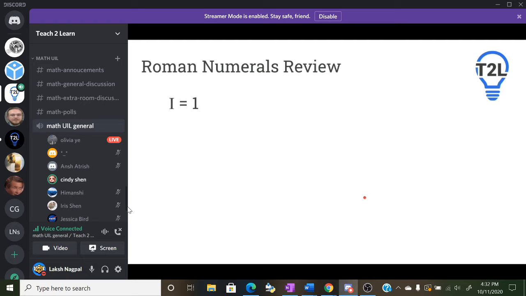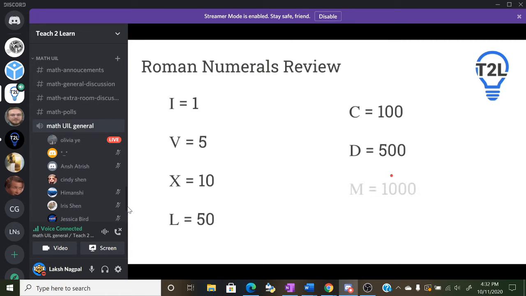We're gonna go over Roman numerals as well, and you guys might want to write these down for the examples that will be shown later on. But basically, I is 1, V is 5, X is 10, L is 50, C is 100, D is 500, and M is 1000.